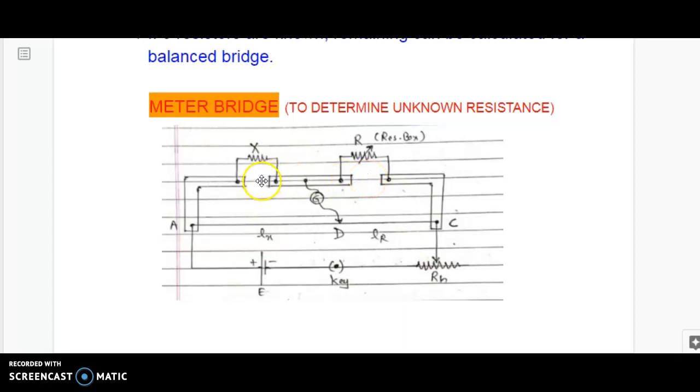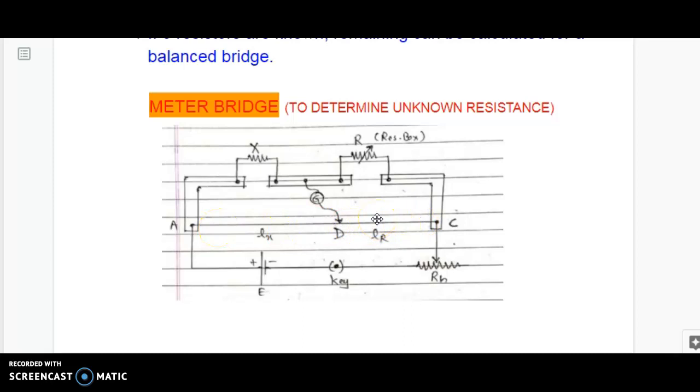They are called the left gap and right gap. The unknown resistance is connected in the left gap, and some known resistance or a variable resistance box is connected in the right gap. Between these 2 points A and C, you connect a battery, key and a rheostat, whereas a galvanometer is connected between this point, which I have not written as B, and the other point D. In fact, the other end of the galvanometer is connected to a movable jockey. I can touch my jockey once at point A and once at point C as well.